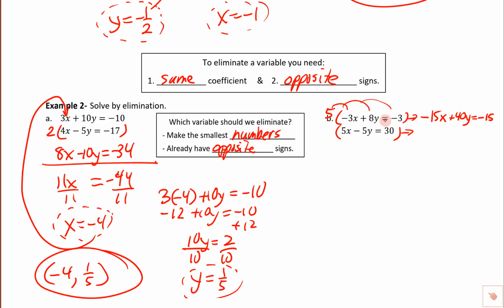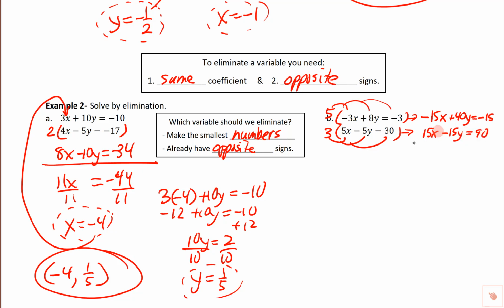So let's do this one. We've got a negative 15x right here now, so I need to turn that 5 into a positive 15 so it can cancel that out. So we're going to multiply by 3. That's going to be a 15x, and then we multiply here, that's going to be a negative 15y, and then we multiply here, and that's going to be a 90.